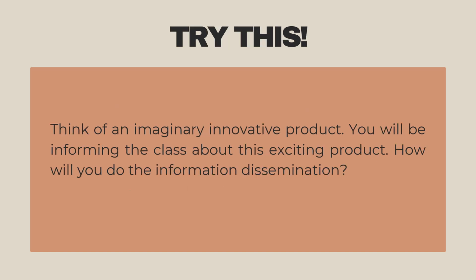Let's try this. Think of an imaginary innovative product. You will be informing the class about this exciting product. How will you do the information dissemination? Usually, what we do is highlight the strengths, or the positive characteristics and benefits, of the said innovative product, so that the consumer will consider to buy or consume it. But apart from that, I know you have other ideas, so you may simply comment it below.